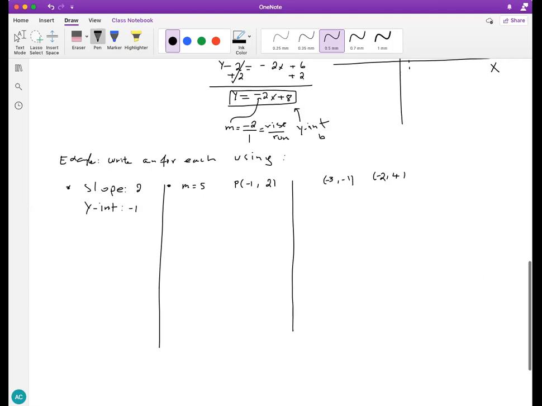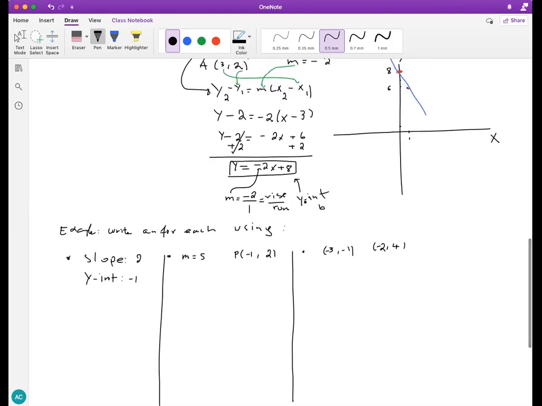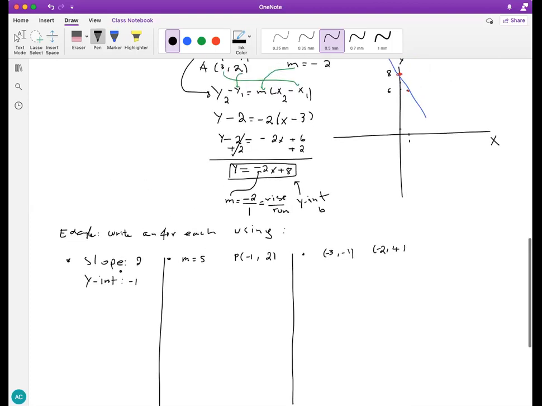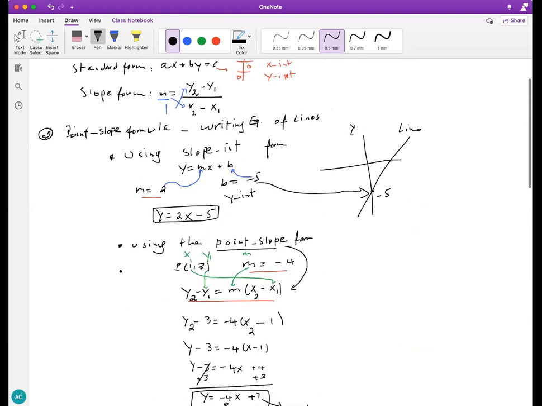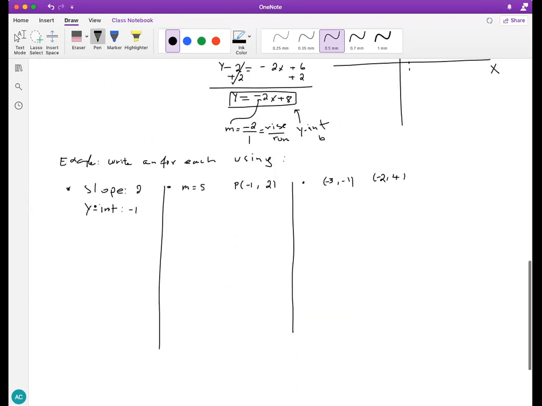So we have 3 different cases given different information. Let's see which formula to use in which case. So the first one, which formula do you use? For the first one, we have slope m, we have intercept. What is the formula that we use for this one?